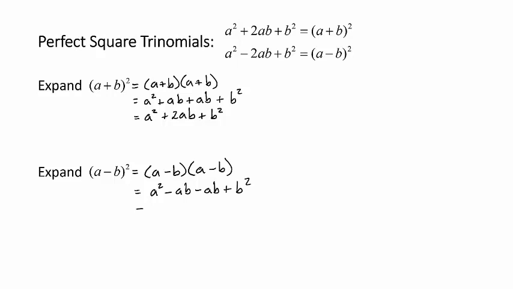So in the middle there, what are we going to have? Negative ab minus ab is minus 2ab. So we have a squared minus 2ab plus b squared. The only difference between the a plus b quantity squared and the a minus b quantity squared is the sign of the middle term, whether it's positive or negative. But we can kind of see what's going on there. Okay, so let's get some practice learning to recognize perfect square trinomials.